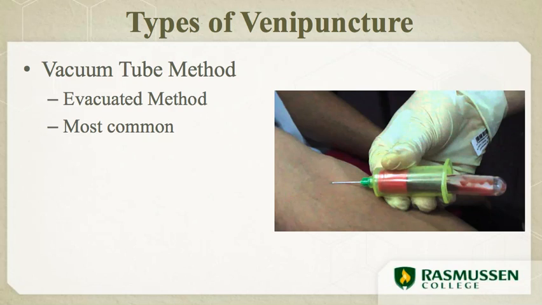And then we have the syringe method that is used to collect samples from small, fragile veins that cannot withstand the pressure of the evacuated tube method. The drawback to this method is that you can only draw as much sample as you have a syringe size, so you're very limited on how much you can actually draw.